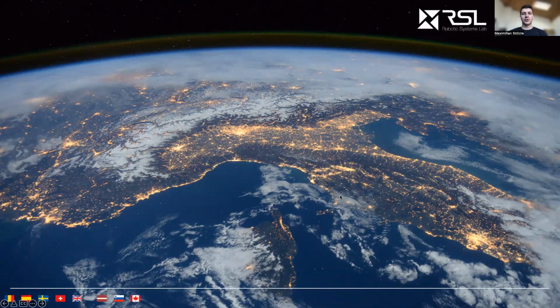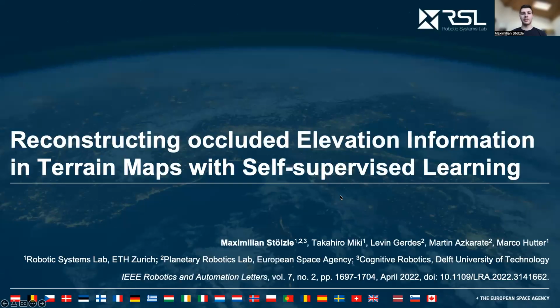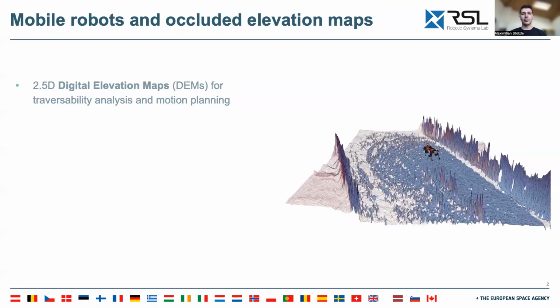I welcome you to this presentation on reconstructing occluded elevation information in terrain maps with self-supervised learning. I'm Maximilian, and this is a joint work by the Robotic Systems Lab at ETH Zurich and the European Space Agency. Modern mobile robots usually rely on 2.5D digital elevation maps for traversability analysis and motion planning.